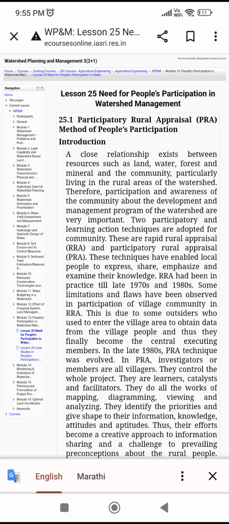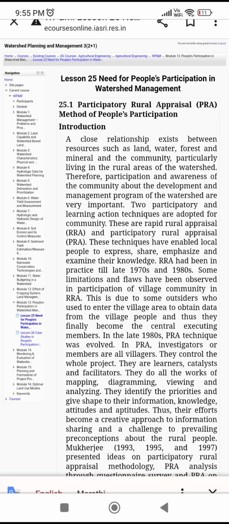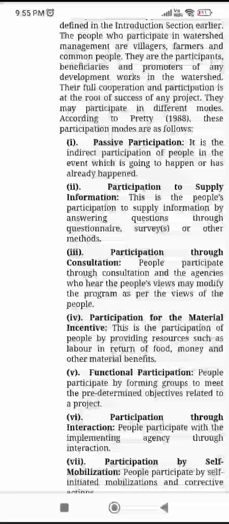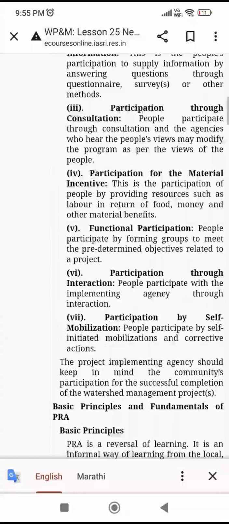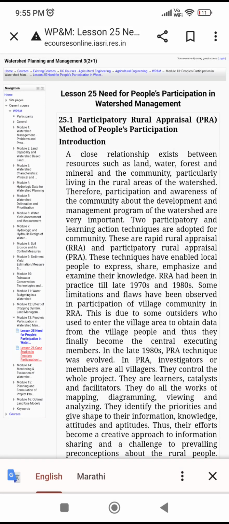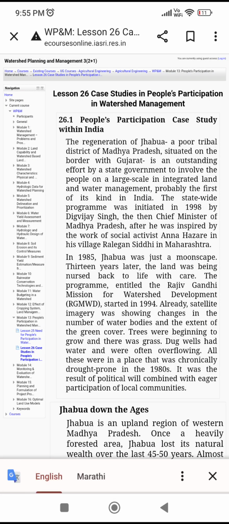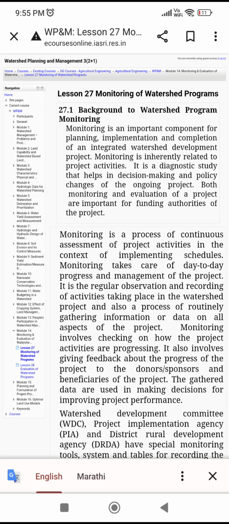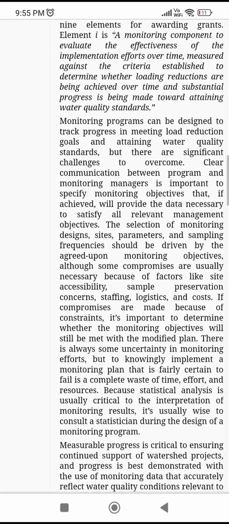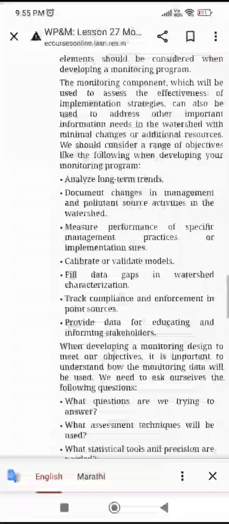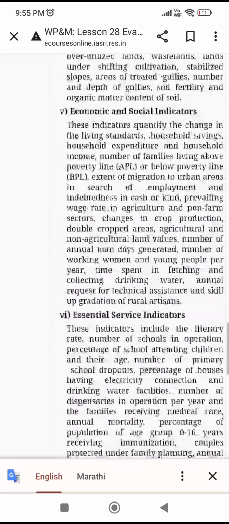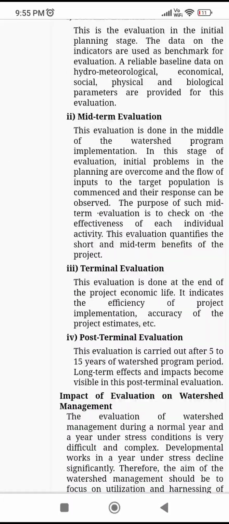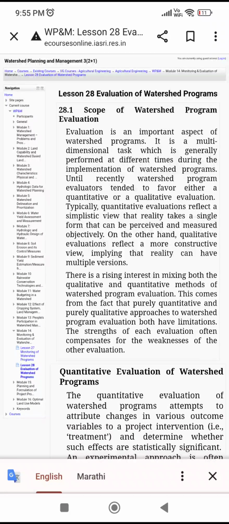Then participatory rural appraisal, PRA. So just go through this one. I think you can expect one question from this participatory rural appraisal. Then these are some of the case studies, no need to go through this. Then monitoring of watershed programs, so this is not that much important. Then evaluation of watershed program, no need to go through this.